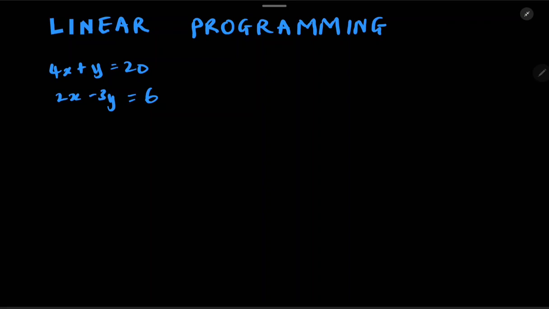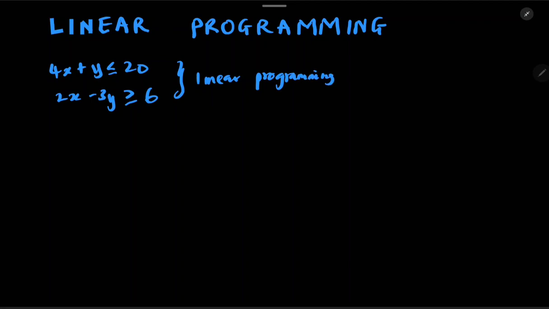But when we have linear inequalities, for example, instead of equals 20, we have less than or equals 20, which is written to mean that 4x plus y is at most 20, right? Or you have greater than or equals 6, which is written to mean 2x minus 3y is at least 6. This is solved with linear programming. These kinds of inequalities would be solved with linear programming.